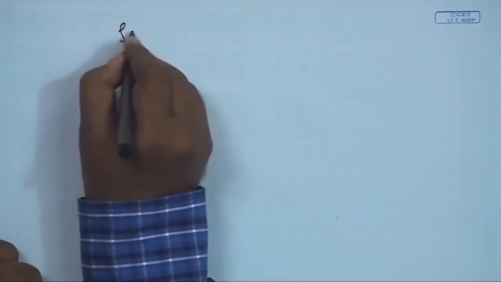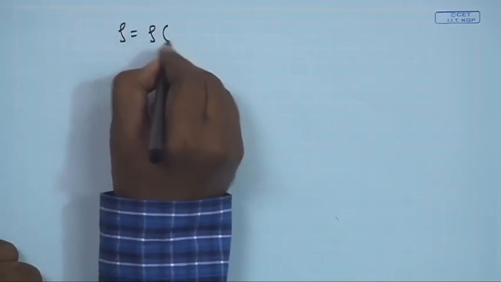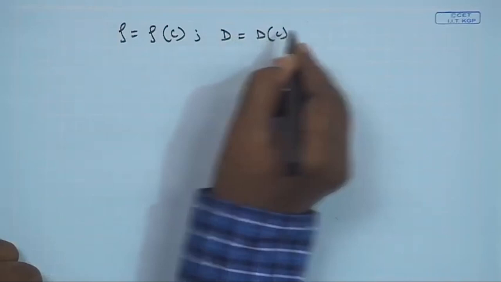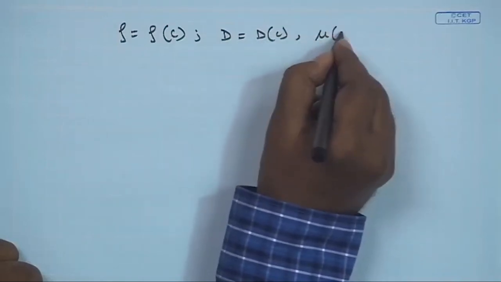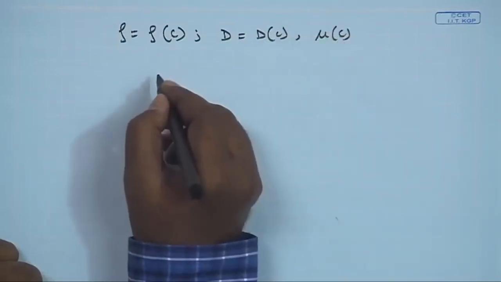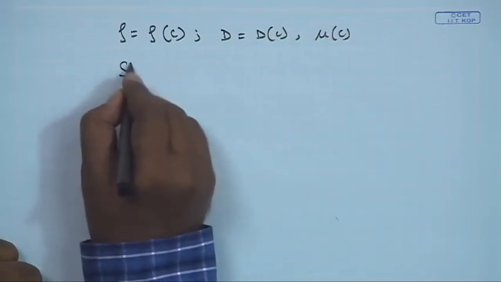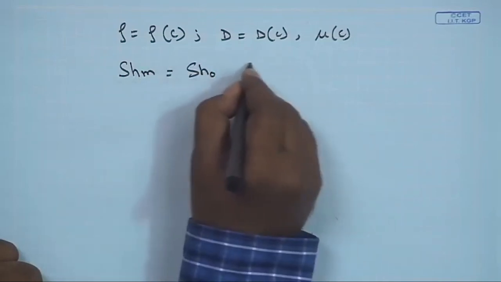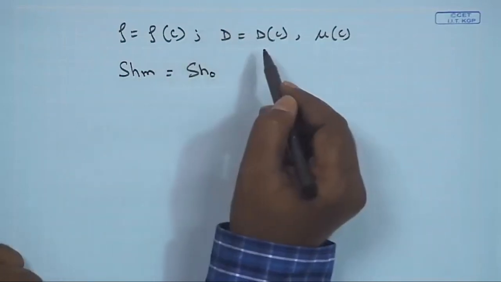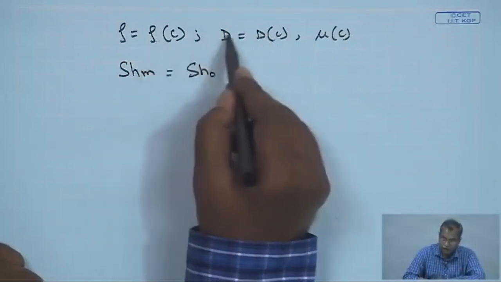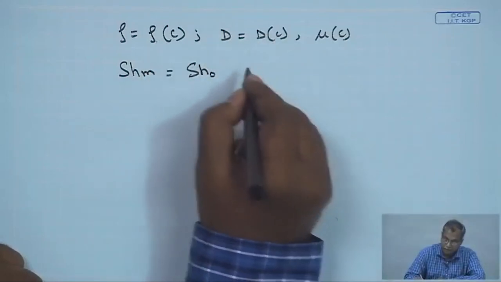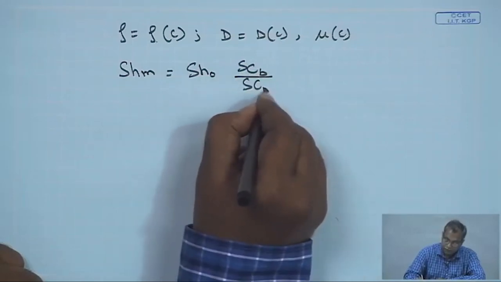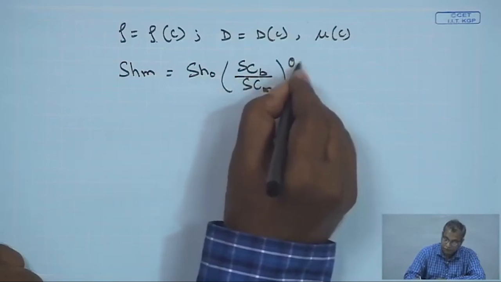If one encounters concentration variation in properties like density, diffusivity and viscosity, and they are all quite important, then one can write the sedated correction factor as Sh modified equal to Sh naught. One can combine all three properties in a single non-dimensional number, the Schmidt number: Schmidt evaluated at bulk divided by Schmidt evaluated at the membrane surface, raised to the power 0.27.